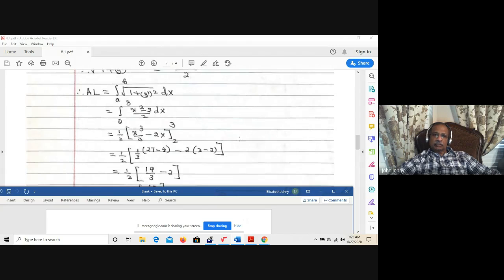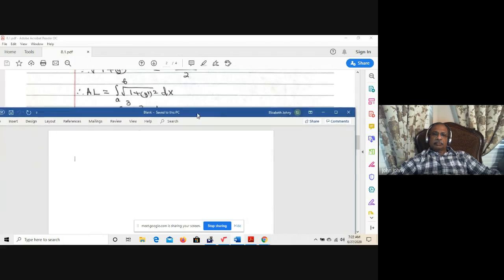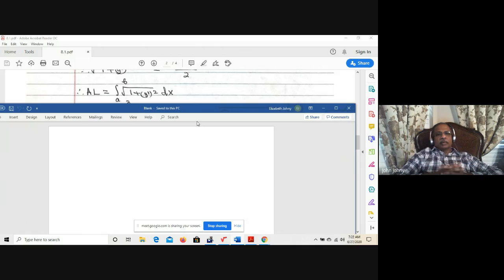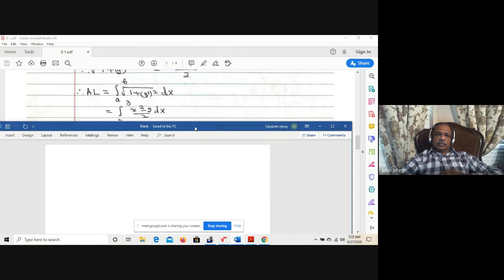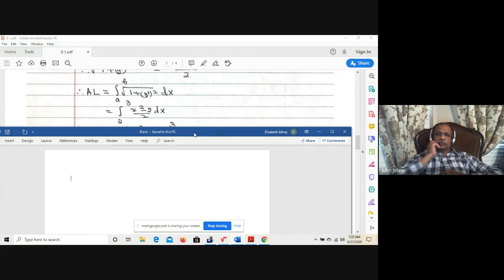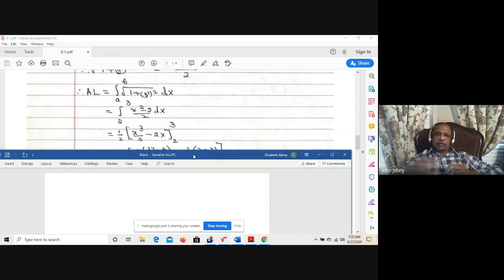Arc length is equal to the integral from a to b of the square root of 1 plus y prime square dx, and that is equal to the integral from 2 to 3 of x square minus 2 divided by 2. Pull out 2 from the denominator. So that is 1 half times, and the antiderivative of x square is x cubed over 3 minus, and the antiderivative of 2 is 2x.